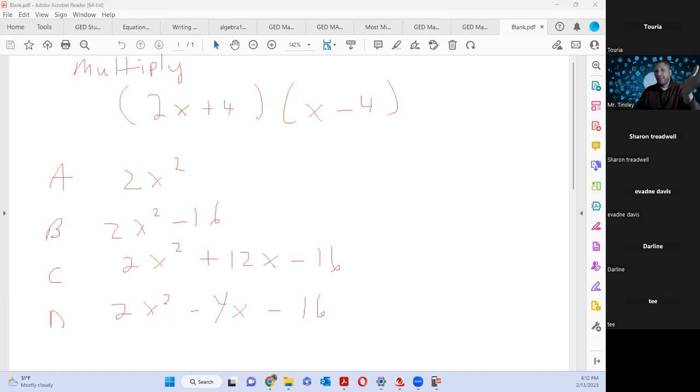I want you to do this problem and send me the answer in the chat. Is it A, B, C, or D? And I want to see how fast you get it. I'm going to put the timer on. I'll give up to 2 minutes.